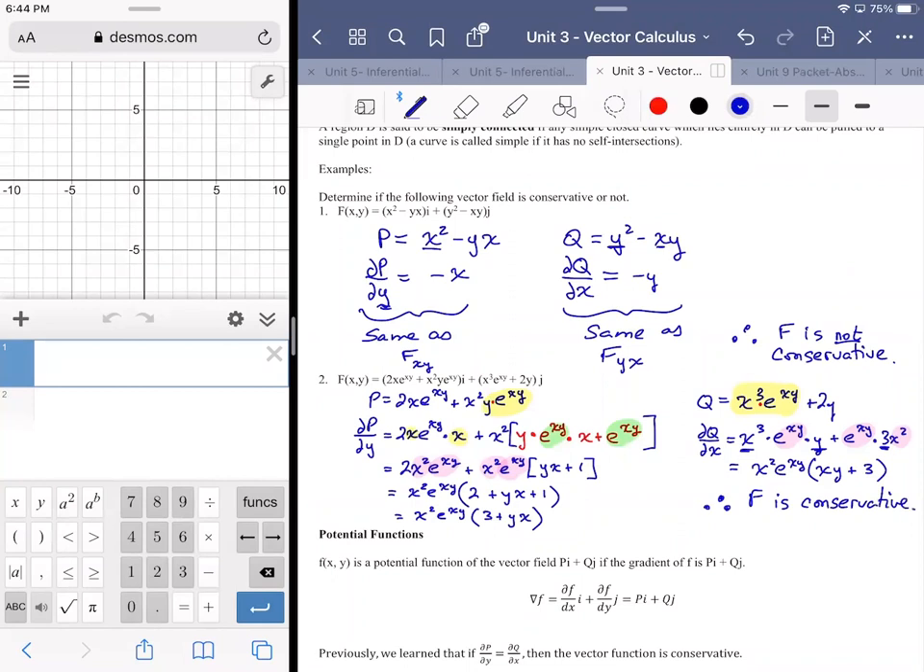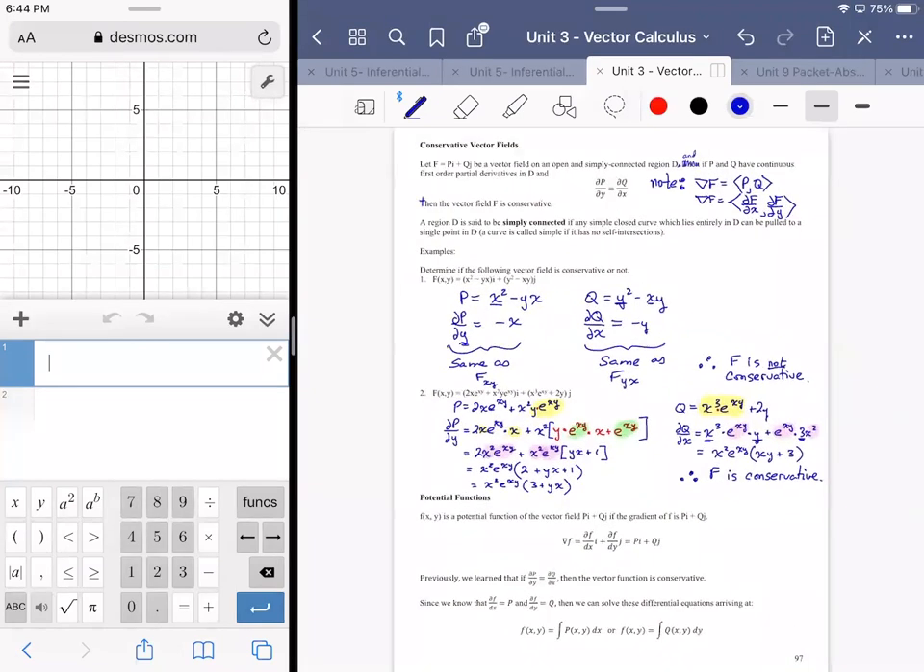All right. So it's really as simple as that to determine conservation of functions. Vector fields anyway. All right. So let me stop this recording.